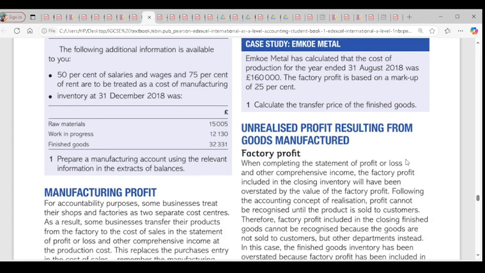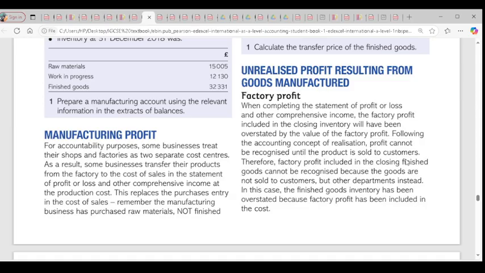So now we go to unrealized profit resulting from goods manufactured. Here I wrote factory profit. When completing the statement of profit or loss and other comprehensive income, the factory profit included in the closing inventory would have made the value of profit overstated. Because it's a manufacturing unit, whatever profit we make, that factory profit would have made our profit overstated. And remember, in the accounting principle of realization, profit should not be calculated until the goods are sold.